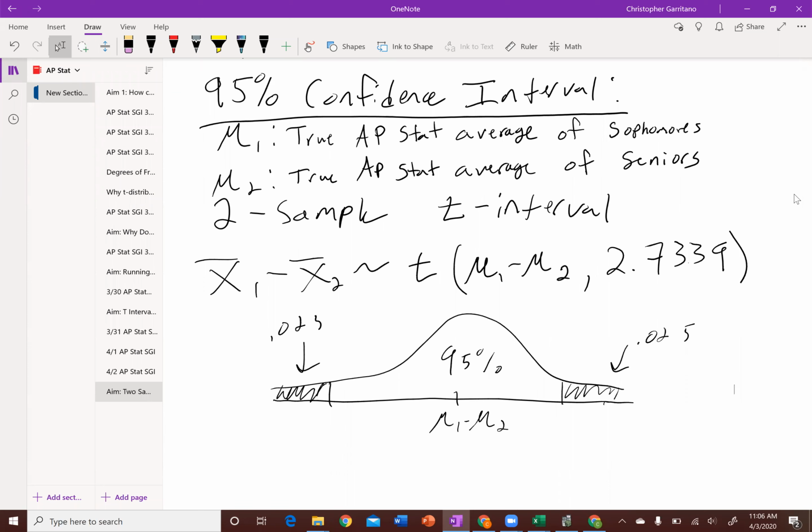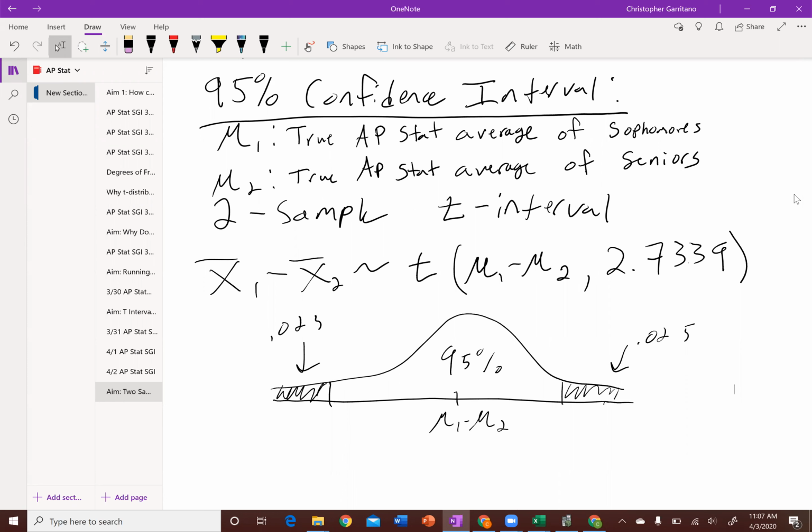So as promised, we're now going to take the same data that we just ran a hypothesis test on, and we're going to build a confidence interval, a 95% confidence interval. And the goal is to try to use this interval to capture the true value of mu1 minus mu2.